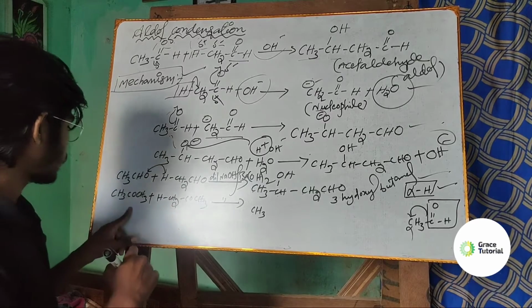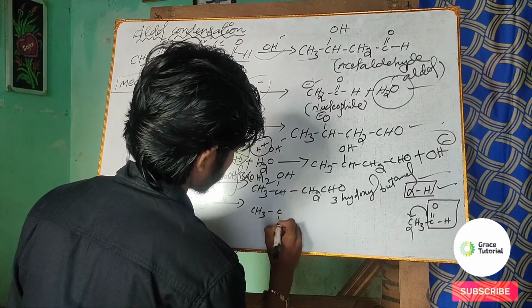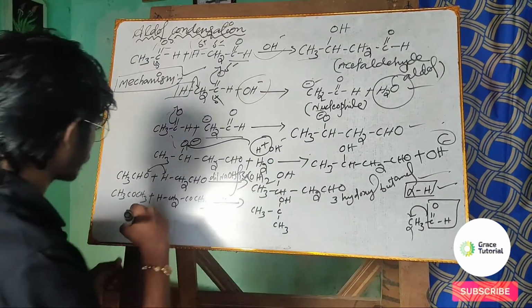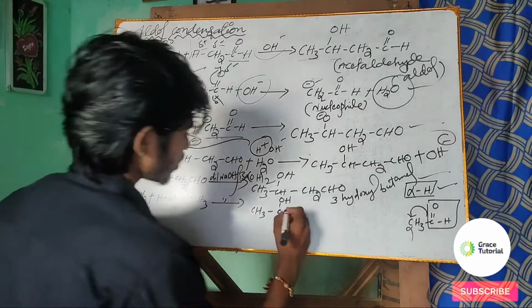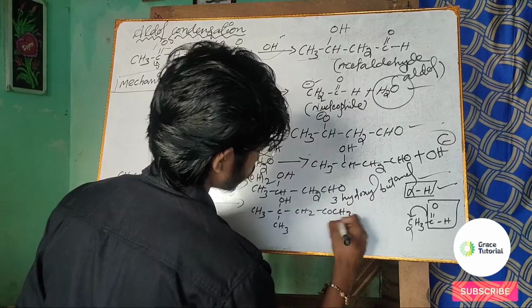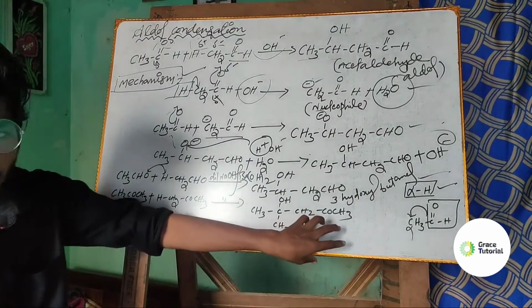CH3, CH3, OH, CH2, CO, CH3, CH2, CO, CH3. So this is what is obtained here. So what is the name of this compound?